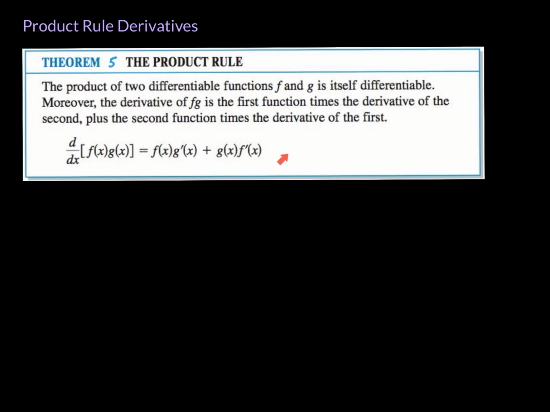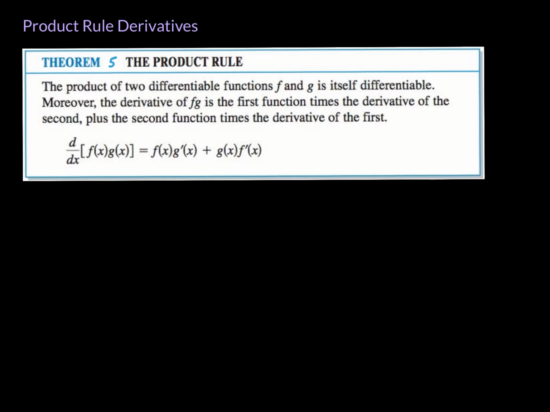Now this right here is some notation, and the rest of it just tells you exactly how to do it. It's saying it's the first function times the derivative of the second, and then you add to that the second function times the derivative of the first one. There's many ways of learning this. This is how your textbook has it.